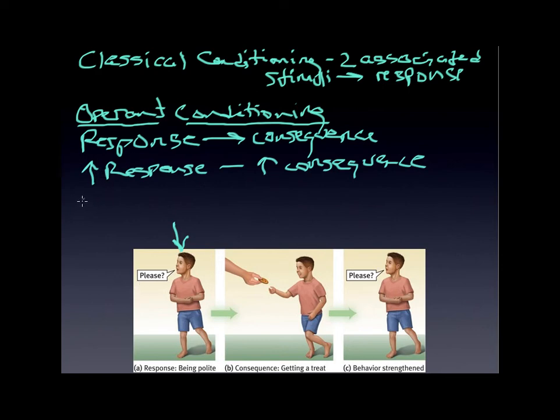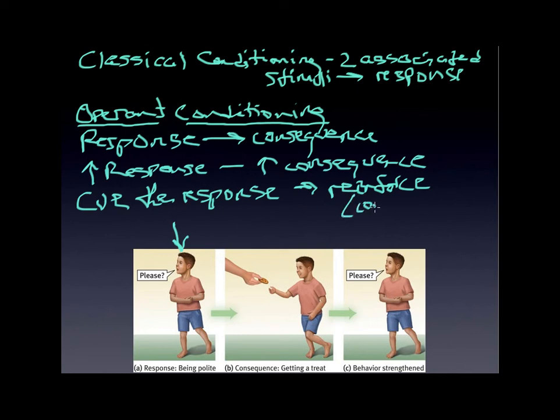Now, we can cue the response, and that's what parents actually do, is that they say, what do you say? Yeah, and you probably automatically respond when I say it that way. So we cue the response, and then we reinforce it to have it happen more frequently. That's what we refer to as a consequence.